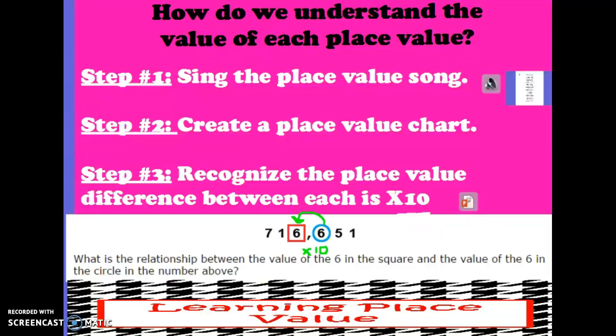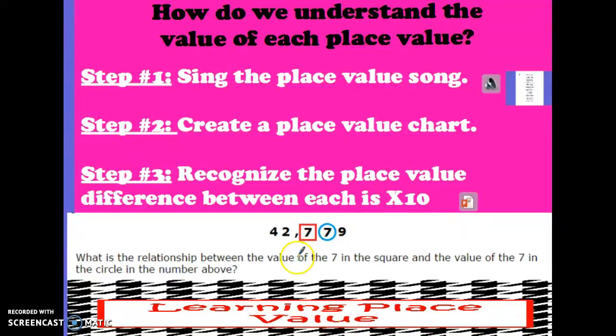Let's look at one or two more. In a similar type of question, we're looking at the number 42,779, and we are given the question, what is the relationship between the value of the 7 in the square and the value of the 7 in the circle? Well, if you're talking about from right to left, the tens place value moving over to the hundreds place value, then we're talking about a 10 times greater number, because this 7 is actually worth 700, and this 7 is actually worth 70.